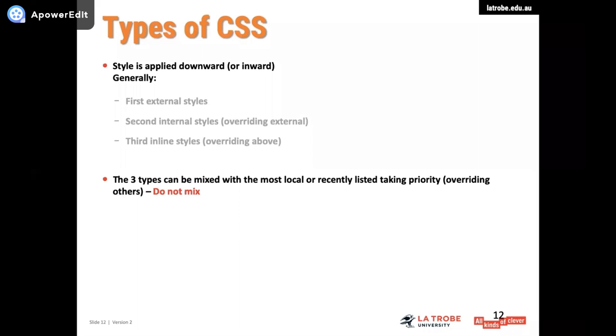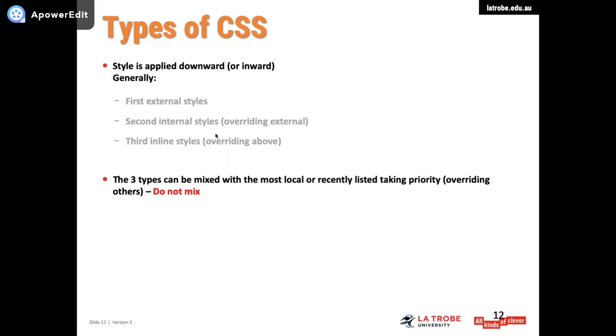One thing you need to remember when using these styles is that the style is applied downwards or inwards. It means that these three styles have priorities. The external style has the lowest priority, the internal style has the intermediate priority, and the inline style has the highest priority. So if we use these three styles together to change the style of one element, the inline style will override everything above. And if we only have external and internal, the internal style will override the external.